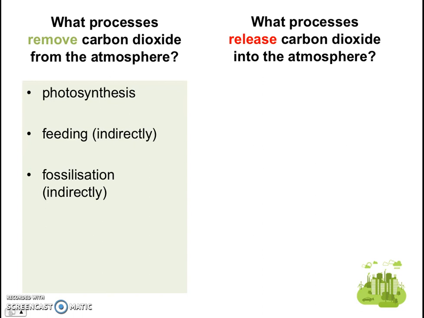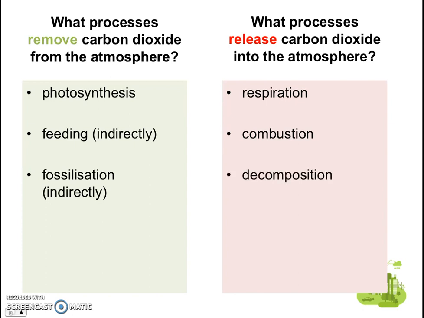And the processes which release carbon dioxide back into the atmosphere, right, will be your respiration, combustion, and decomposition, which all produce carbon dioxide. So remember my point earlier, that if these processes are balanced, right, if those that remove carbon dioxide are balanced with those that release carbon dioxide, then the concentration of carbon dioxide in the atmosphere would be relatively constant in a balanced ecosystem.